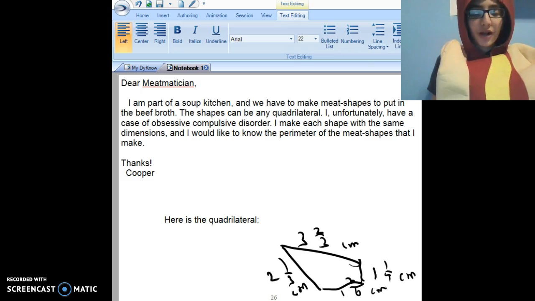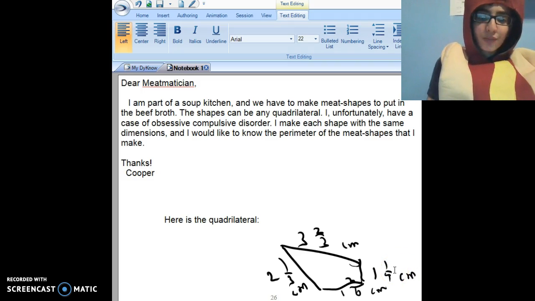Here's the quadrilateral that he drew out for me. Very nice of him. So one side is 3 2/3 centimeters, another is 1 1/4 centimeters, the other is 1 2/6 centimeters, and the last is 2 1/3 centimeters.